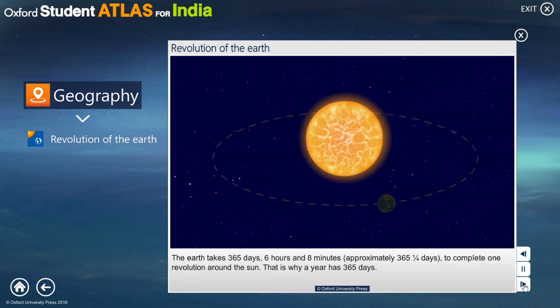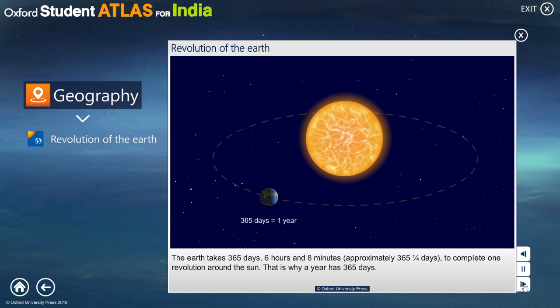The Earth takes 365 days, 6 hours and 8 minutes, approximately 365 and 1/4 days, to complete one revolution around the Sun. That is why a year has 365 days.